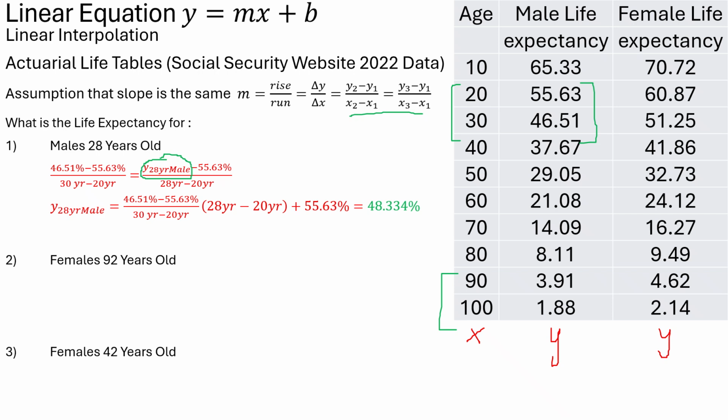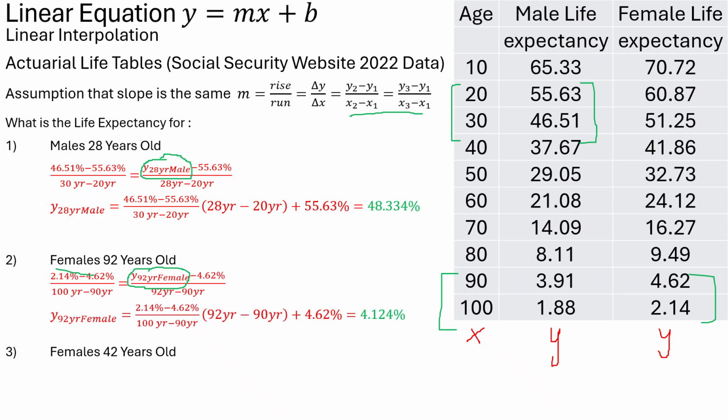So we're going to use 90 and 100, and since this asks for females, we're going to use this column, 4.62% and 2.14%. So we'll set up in the same way. And now we're solving here. And when we rewrite it, we get 4.124%. And again, you check and you are in between these two given values.